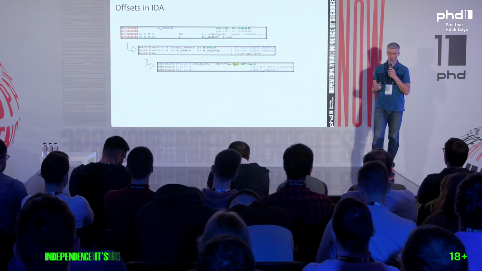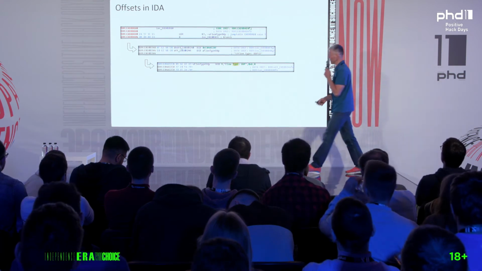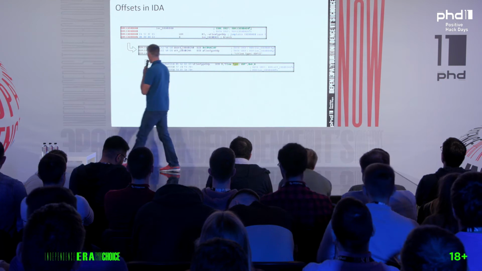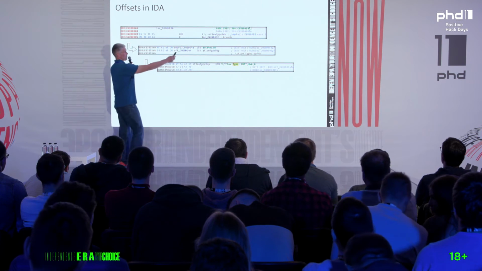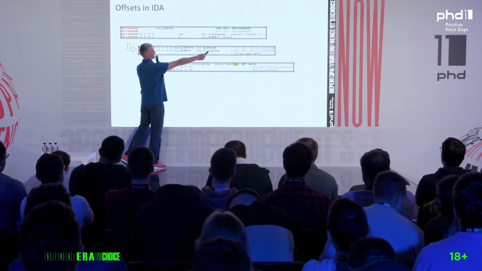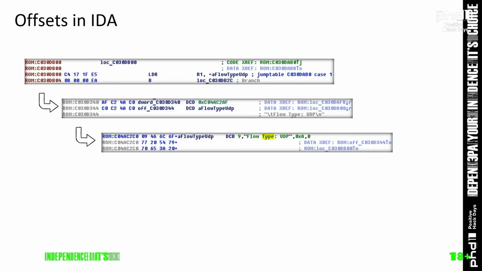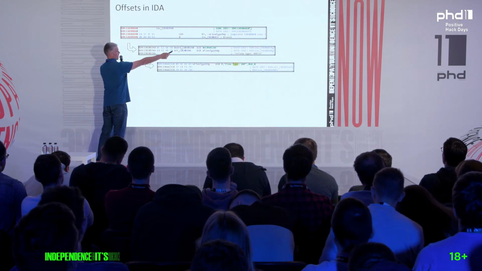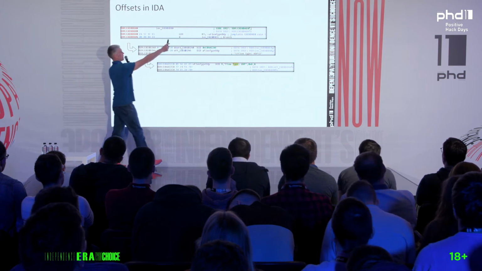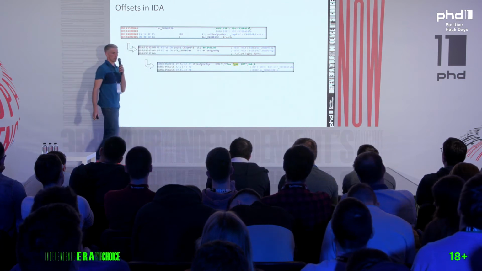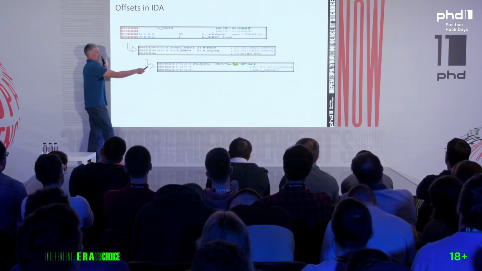Offsets now. Let's see how IDA does offsets. So we have these two strings, for example. We see there is an offset to a text string, and the text string is here. Now we are checking for cross-references back, and we find the code here. And we will see that register R1 is written with the address of this text string.